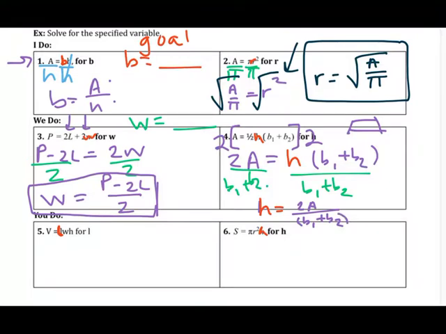It's up to you. All right, I really want you to pause the video and try and solve 5 and 6 on your own, and then unpause the video and see how you did.